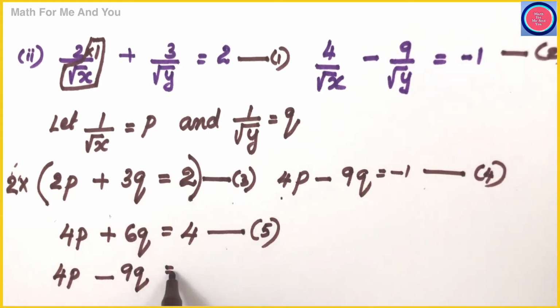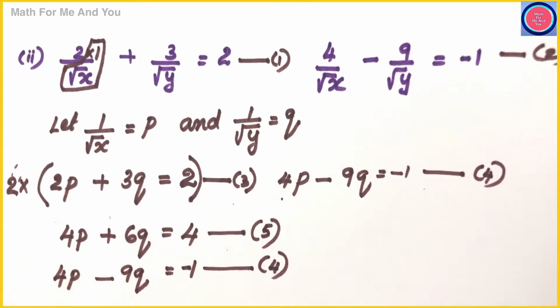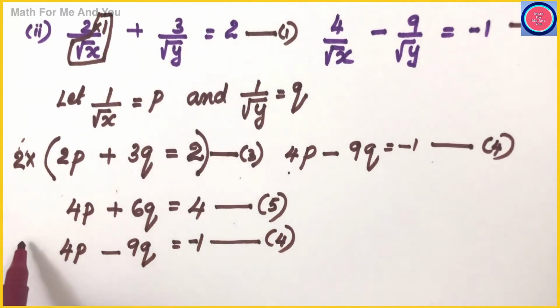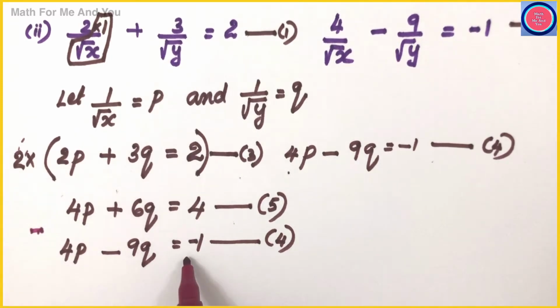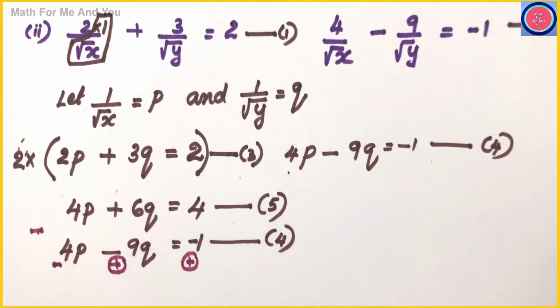Equation number 4 is 4p minus 9q equals minus 1. This is equation number 4, written without any change. How do we eliminate or cancel p? What do we have to do? Subtraction. We subtract equation number 4 from equation number 5, that is, 5 minus 4. So every term in equation number 4 gets a minus: minus 4p, minus minus becomes plus 9q, and minus minus 1 becomes plus 1.